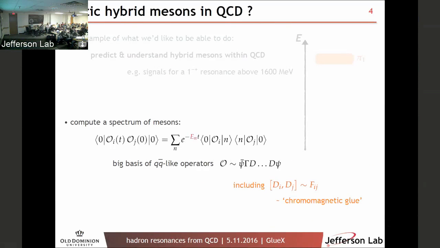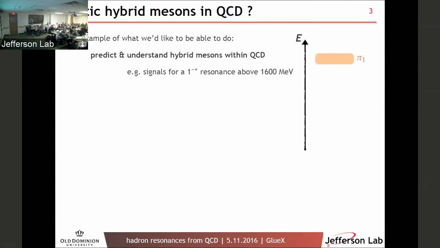So let me give you an example of one part of a program of what we want to work towards that's particularly relevant to this audience. We'd like to be able to predict and understand whether hybrid mesons exist within QCD and what their properties are. As an example, there are these experimental indications that there might be a 1+ exotic above about 1.6 GeV.